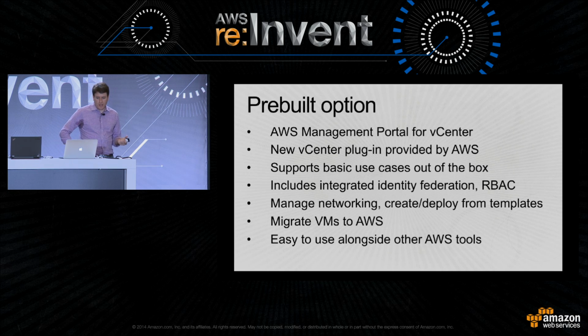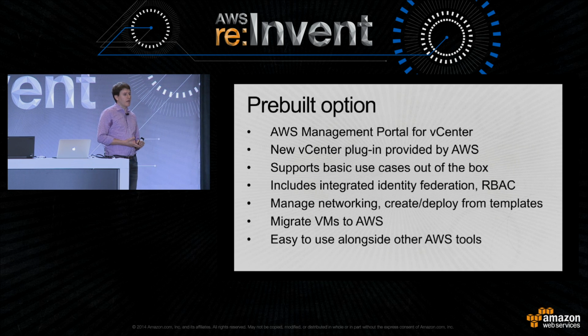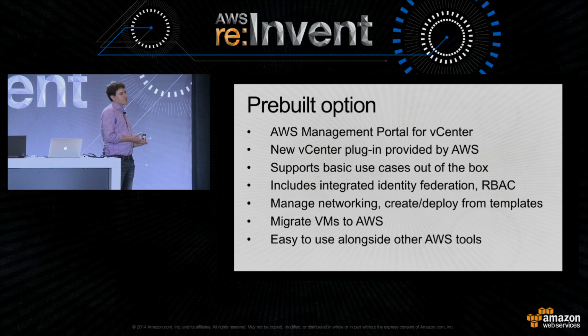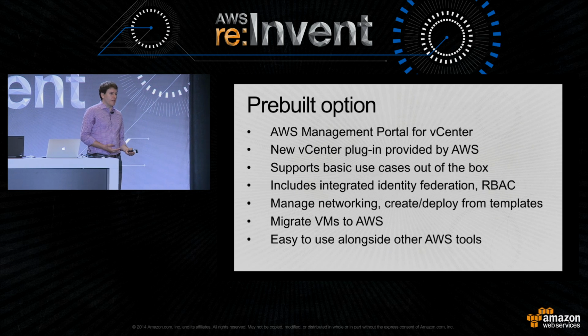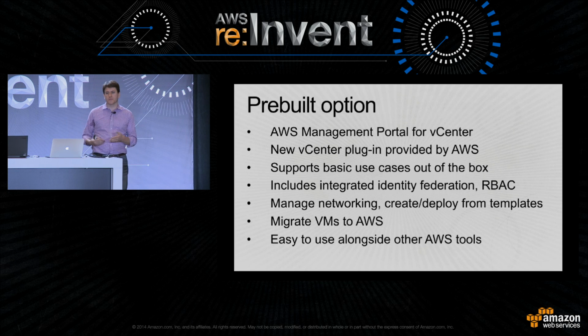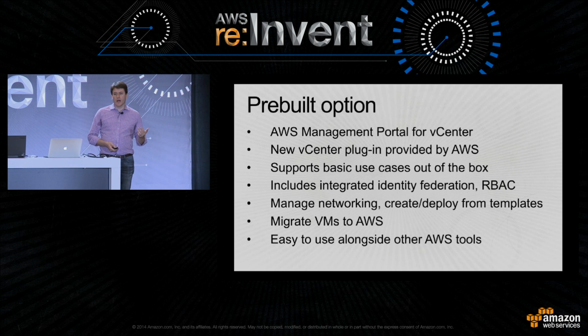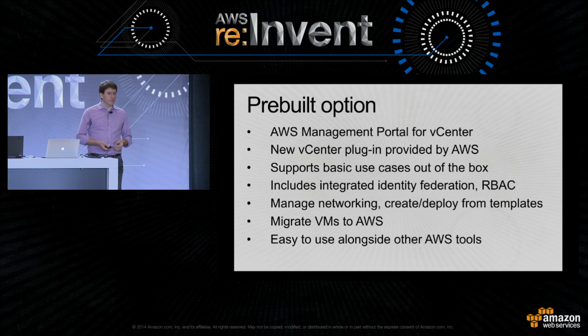It's built for enterprises, so it's got integrated identity federation and role-based access controls. It lets you manage your networking. You can deploy from templates. It's a first-class client of the VM import service, so it makes it really easy to import VMs. And it uses entirely public AWS APIs, so it's not privileged in any way. Anything that you create through here, you can interact with through the AWS CLI, the management console, anything else that you want. And this is really targeted for this type of audience.